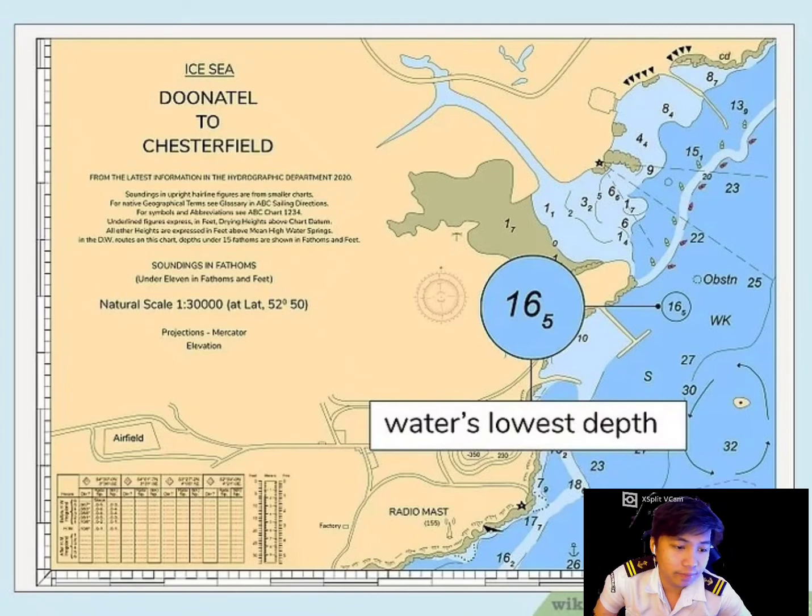Step 3. Read the chart numbers to figure out the water's lowest depth. The black numbers printed on the chart represent water depth. Each number indicates the mean lower low water, MLLW, in an area. This is the average water depth at low tide, so most of the time the water is deeper than what you see on a chart. If you see a negative number, that means the water depth in the area is typically less than what is listed on the chart.